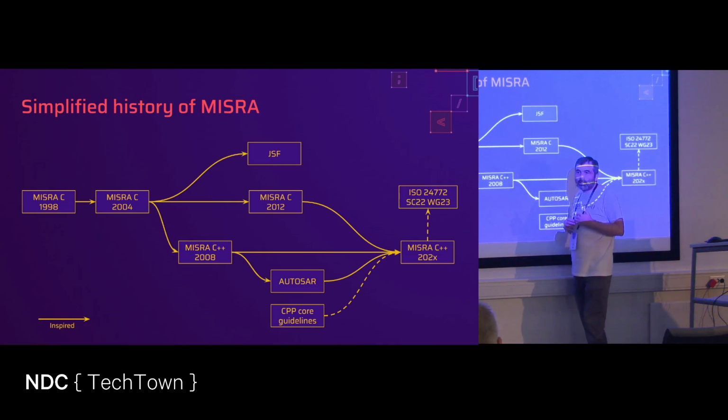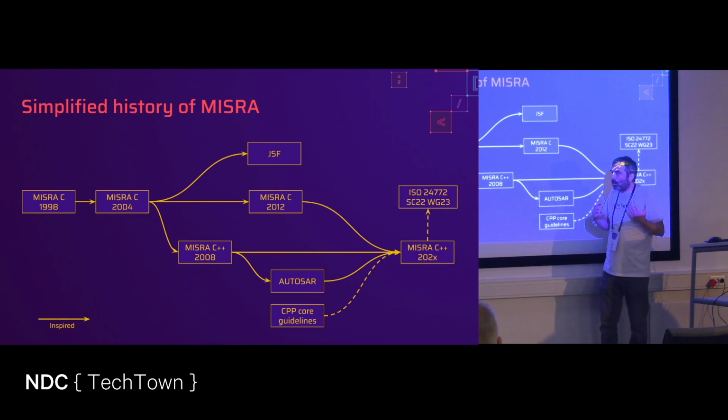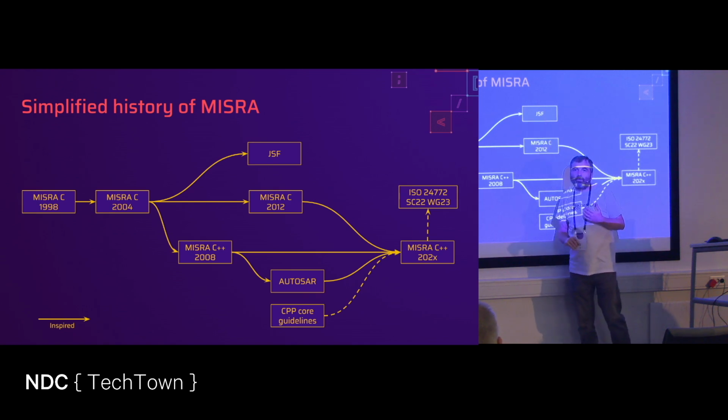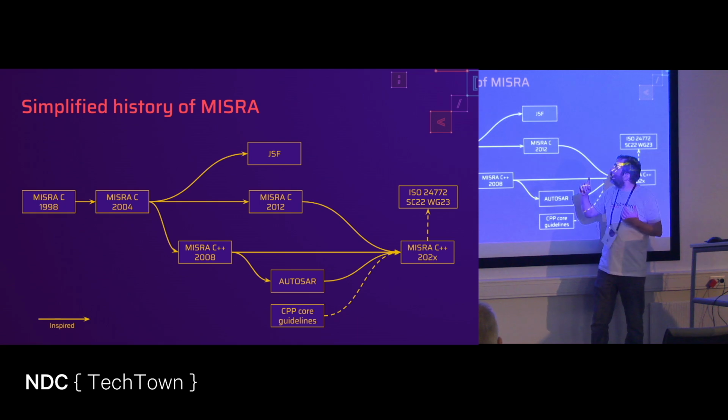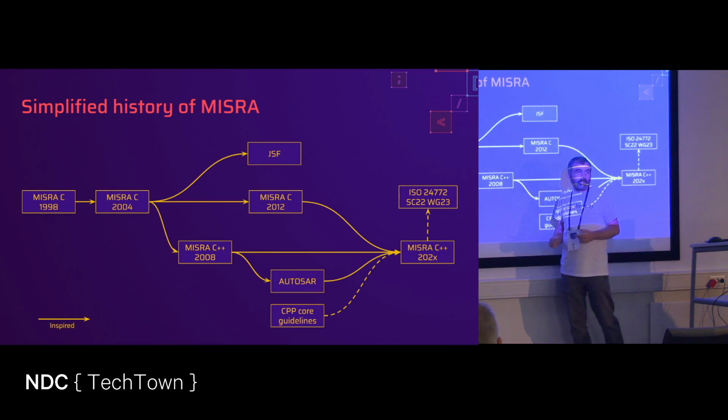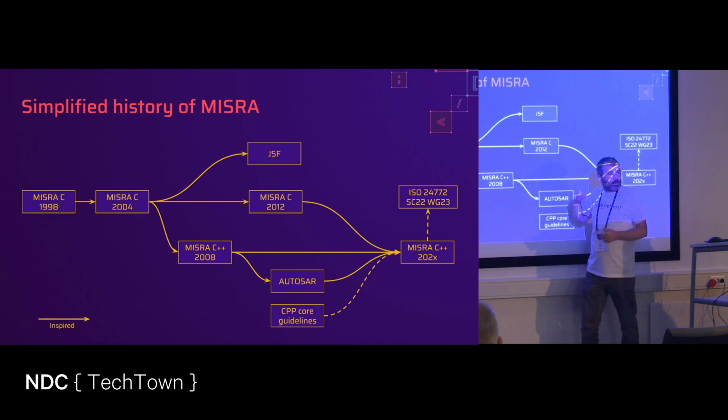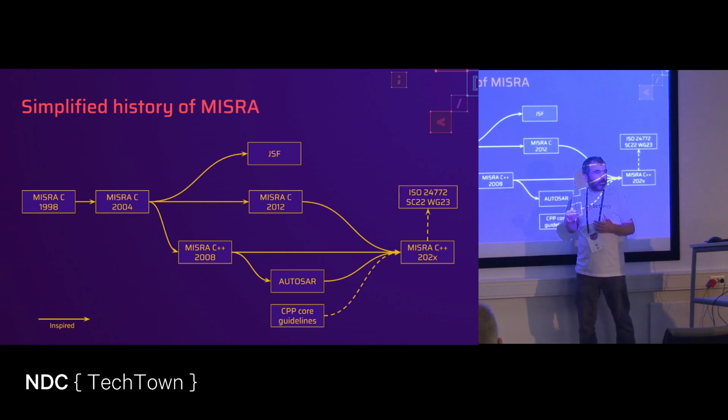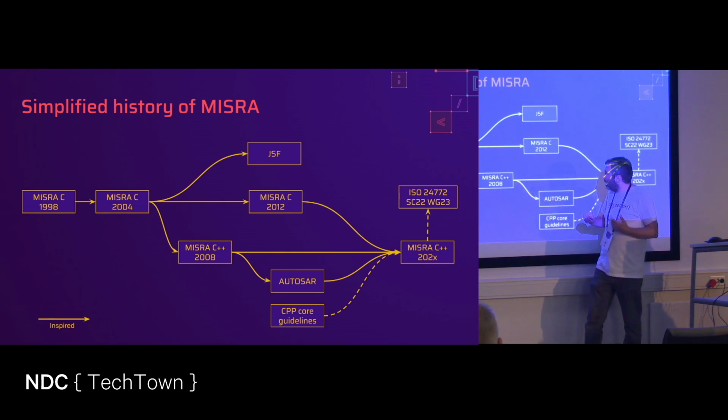Then out of MISRA C, some other guidelines were extracted. Maybe you've heard of the Joint Strike Fighter, the stuff for planes for Lockheed Martin. It was inspired from MISRA C, but it was C++. And then there was MISRA C++ 2008, which was also inspired from MISRA C. You could see some common guidelines between those two.